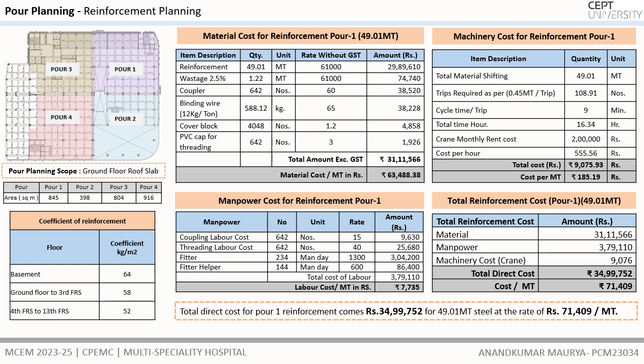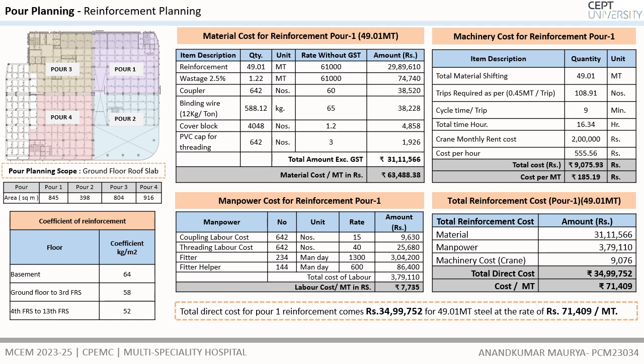For machinery cost, at this project one crane is hired with a 45 meter boom length, whose monthly rent is 2 lakh rupees. The total cost per metric ton comes to 185 rupees for the 49.01 metric ton for the duration of the pour one completion.